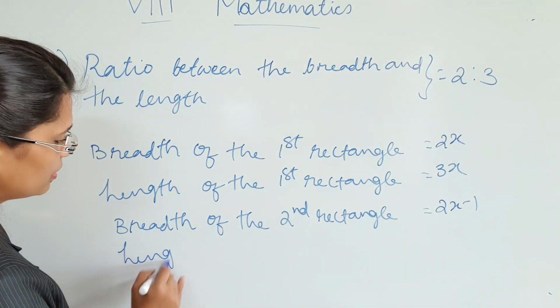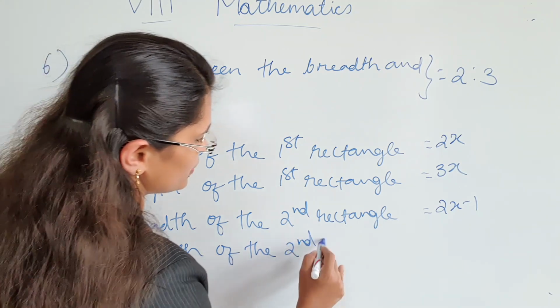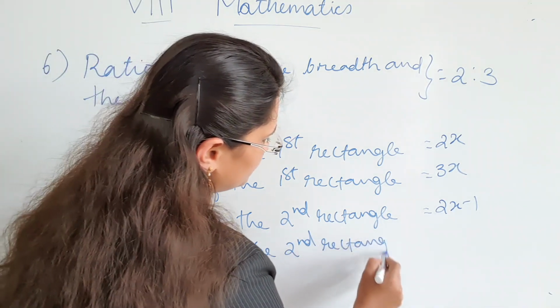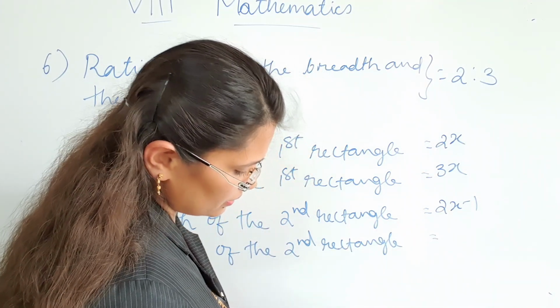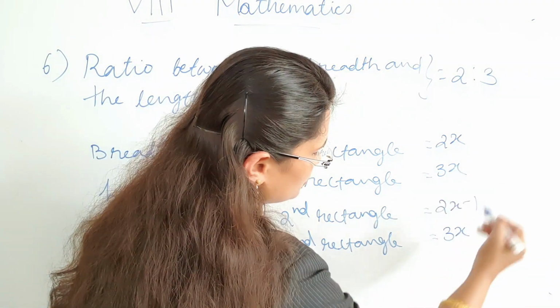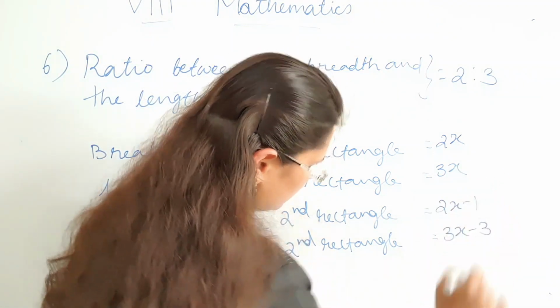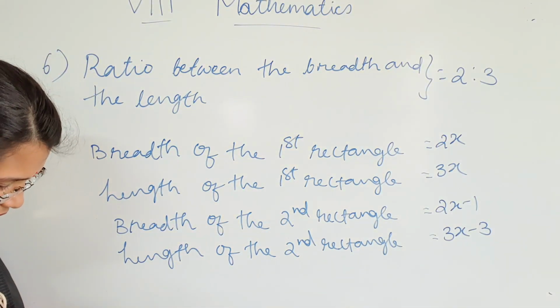Then length of the second rectangle is equal to 3 centimeters less than those of the first. That means 3 centimeters less than this. So, 3x minus 3.